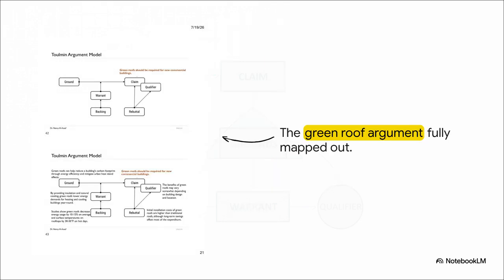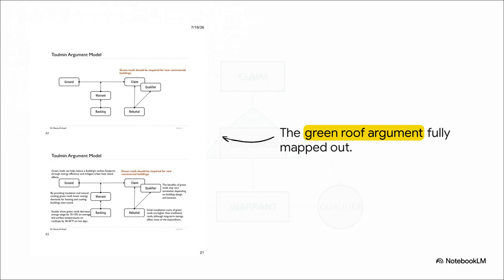Now, what's really interesting about this slide is how that abstract diagram fills in with concrete architectural data. The claim up top is our mandate. Green roofs should be required for new commercial buildings. To support this, we look at our grounds on the left. Green roofs can help reduce a building's carbon footprint through energy efficiency and mitigate urban heat island effects.